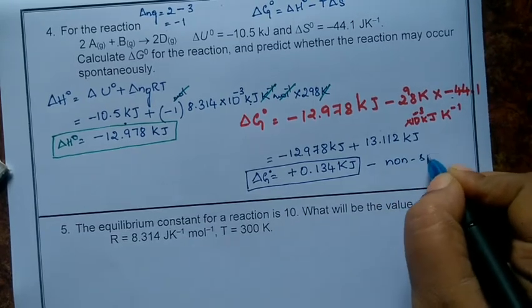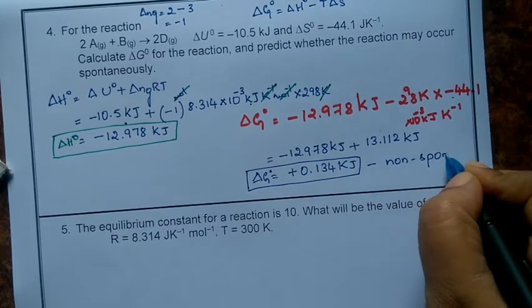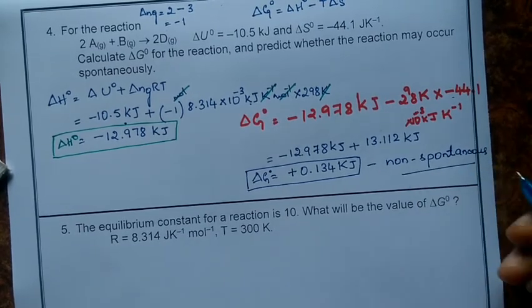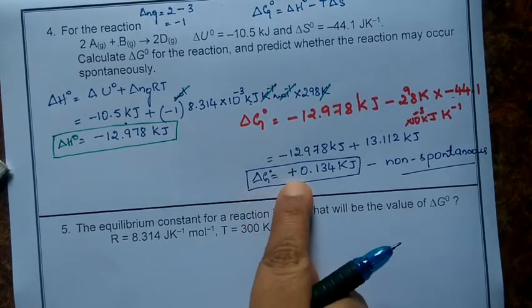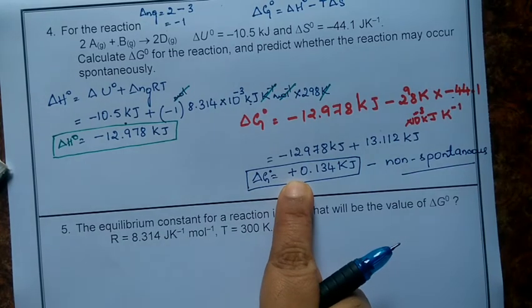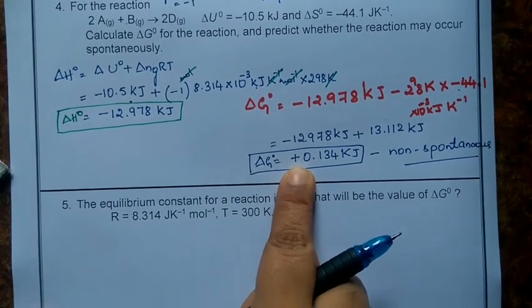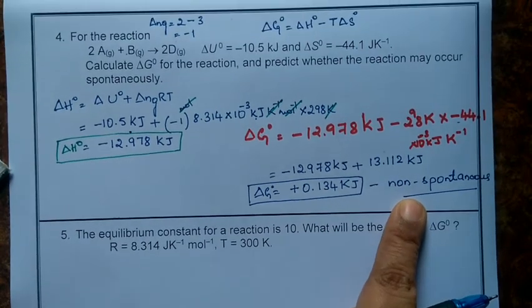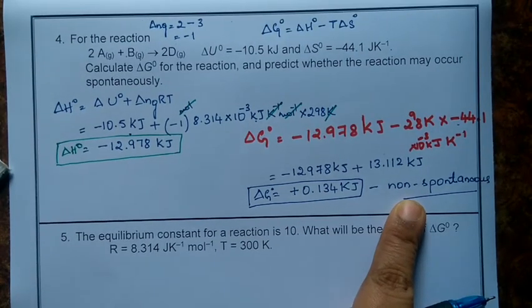They have asked whether the reaction may occur spontaneously or not. No, the reaction is not spontaneous. It is non-spontaneous because delta G is positive in nature. If delta G is positive, then the reaction is non-spontaneous in nature. I hope it is clear.